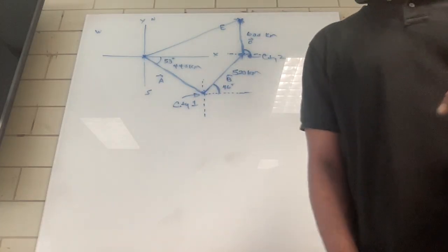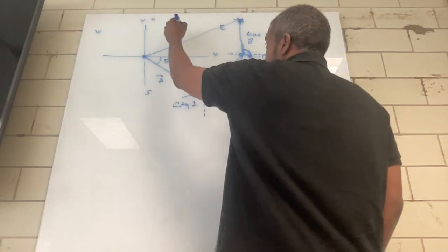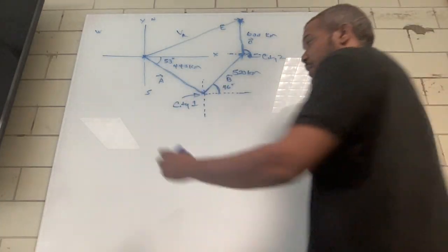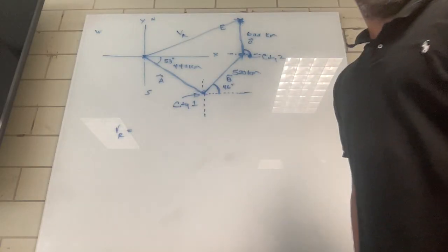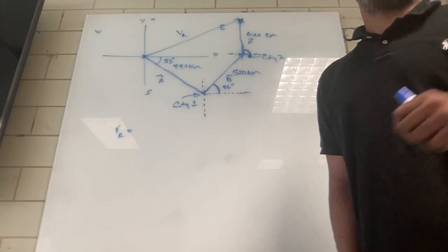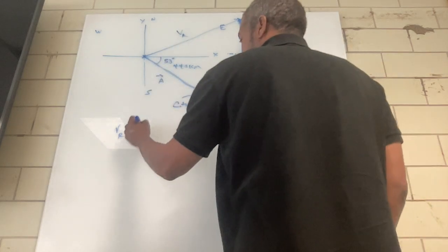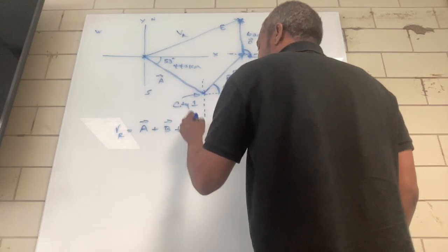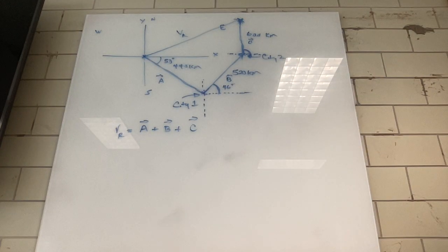The resultant, right? We know that the resultant vector, let's call it VR, is the sum of all of the vectors. What is it mathematically? A plus B plus C. Yes, indeed.